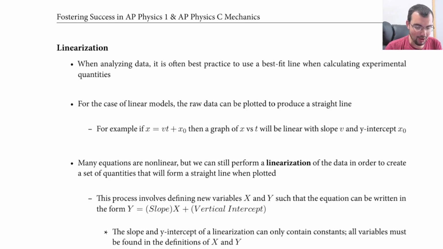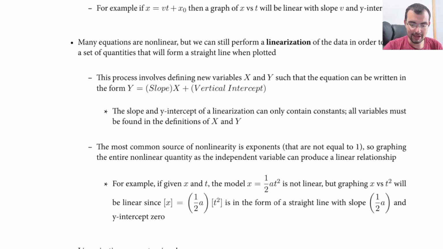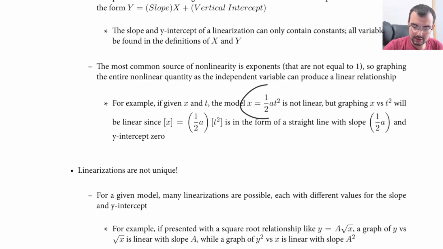So if you're just given a y equals mx plus b, if I graphed x versus t, I can see, oh, v is in front of the independent variable, so that's the slope. X0 lives by itself, so that's the y-intercept. So what we're going to do is we sort of trick the formula into becoming linear by shoving all of the variables into these y and x boxes. It's just most clear from context what we'll do. So for example, x equals 1/2 at squared. That is definitely not a linear model for x and t, right? We know that curves up.